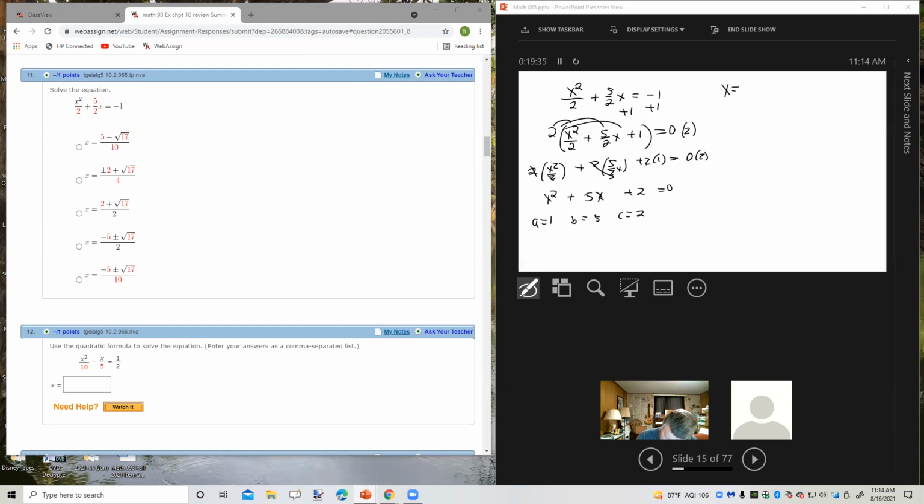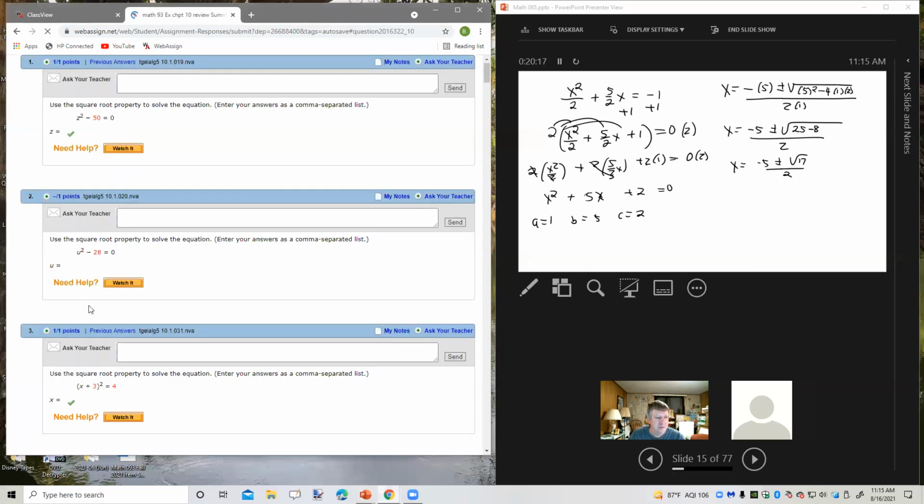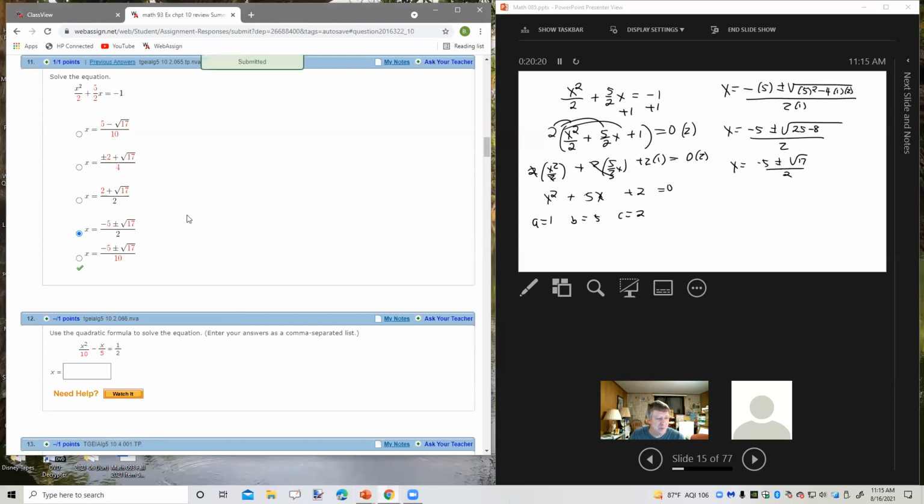So x equals -b plus or minus the square root of b squared minus 4ac all over 2a. X equals -5 plus or minus the square root of 25 minus 8 all over 2. X equals -5 plus or minus the square root of 17 over 2. Well, let's see if that's any of our choices. -5, it's got to be one of these two, plus or 17. Ah, this one right here. So in that context, we can have our answers in the plus or minus form.